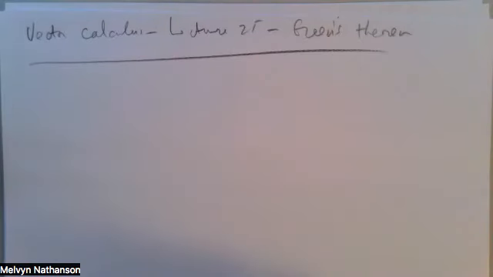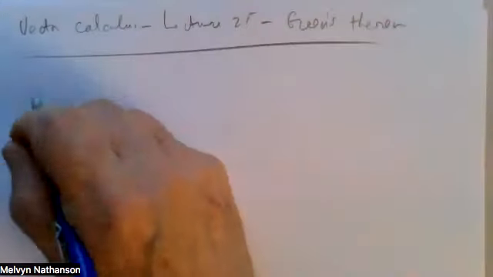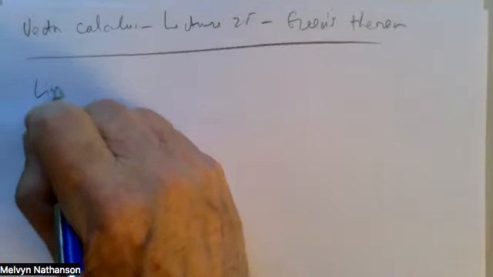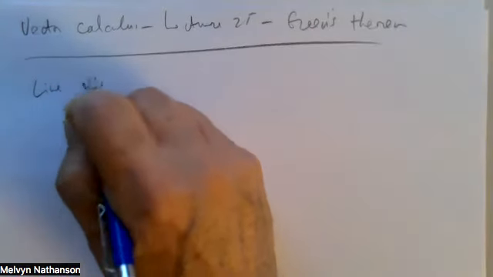Vector Calculus, Lecture 25, next to the last lecture. And we're finishing up with Green's theorem. There are two forms of Green's theorem, but we're just going to go over the first of the two forms, which has to do with circulation. So let's just recall, first of all, what is the line integral?